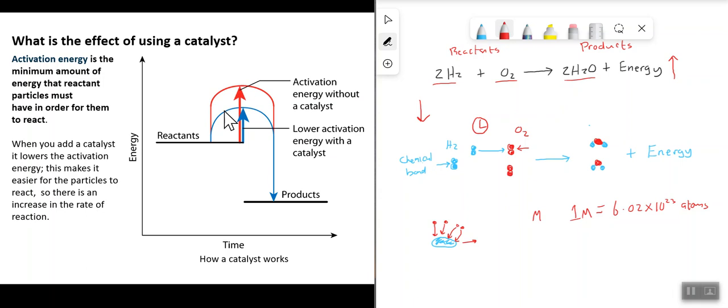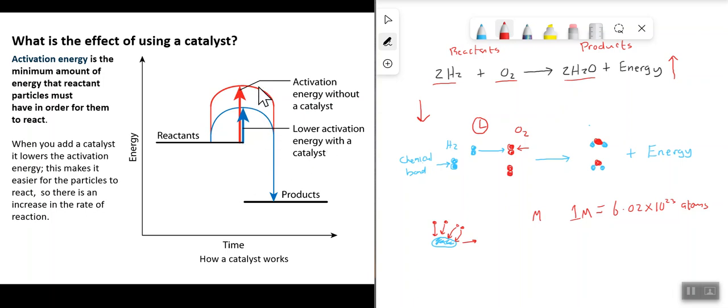Okay, so what a catalyst does is, if you add in a catalyst, it'll lower the activation energy. So in order to get the reactants to react, you will need less energy than if you didn't use the catalyst. So it lowers the activation energy. Again, this is really important, that you have an idea of these activation energies.